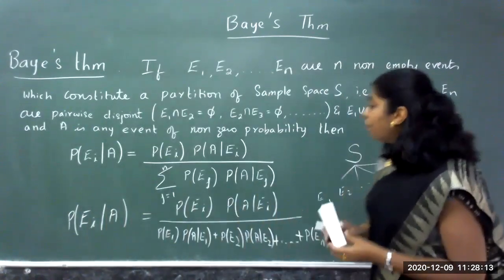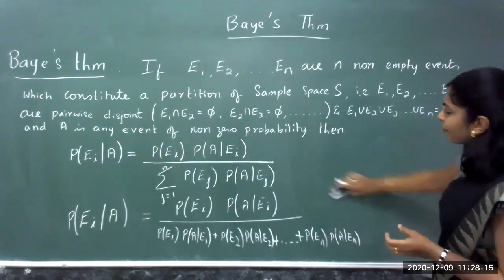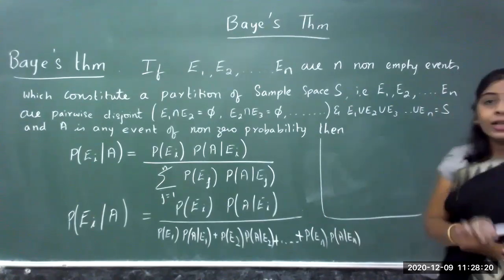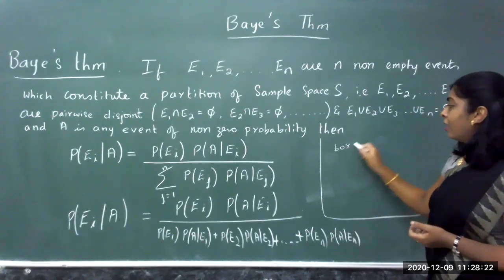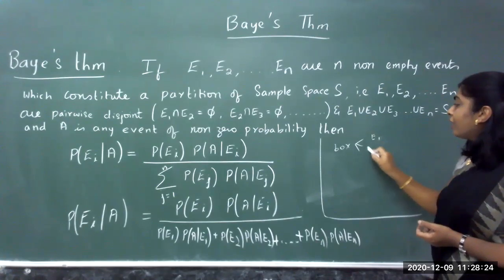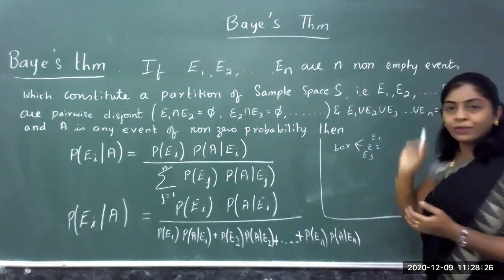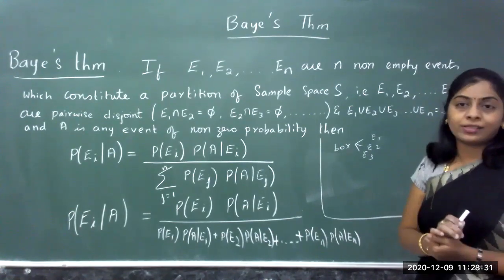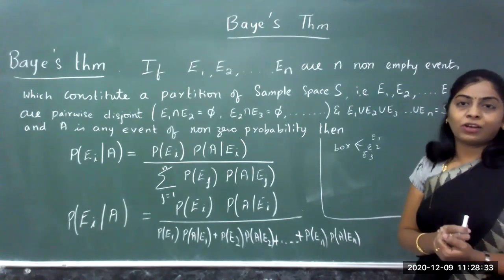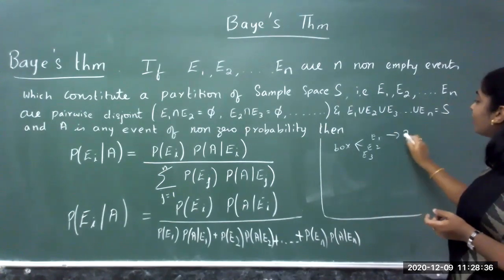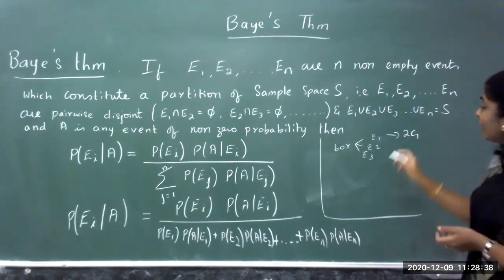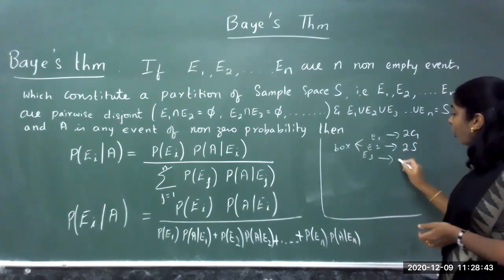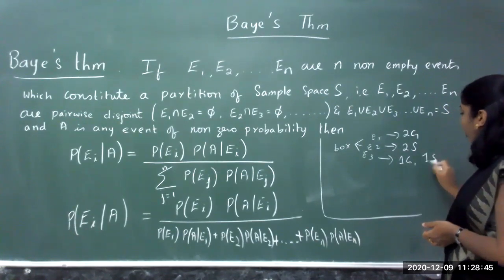Let me say in simple words what I mean by this. I consider one example. Let me take three boxes, E1, E2, E3. In all these boxes, there are some coins. Let me take gold and silver. In one box there are two gold coins, in the other box two silver coins, and in the third box one gold and one silver coin.